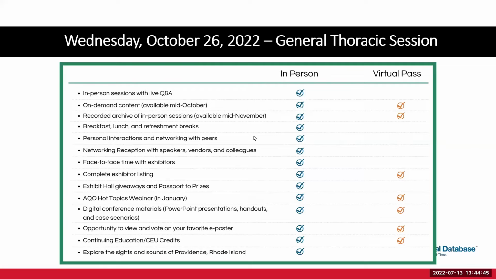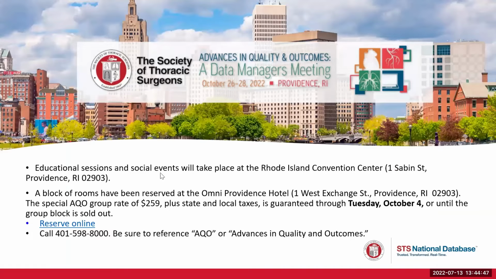Also, educational sessions and the social events will take place at the Rhode Island Convention Center, and STS has already reserved a block of rooms at the Omni Providence Hotel. So we do encourage you to go ahead and reserve your room. This special AQO group rate is guaranteed through Tuesday, October the 4th. So again, we do encourage you to reserve your room early if you are able to join us in person.